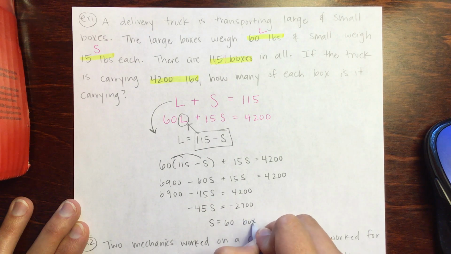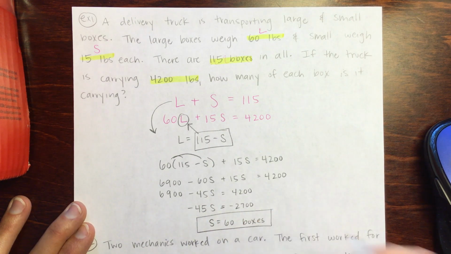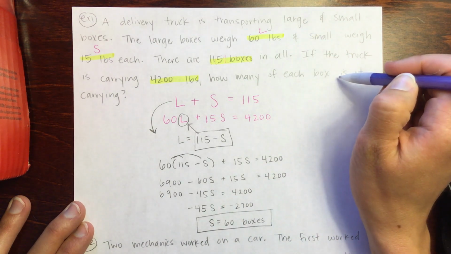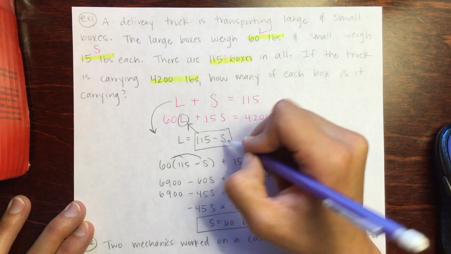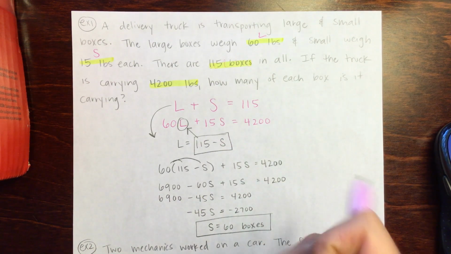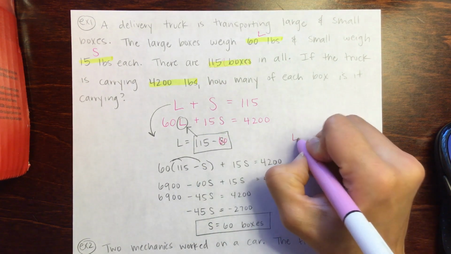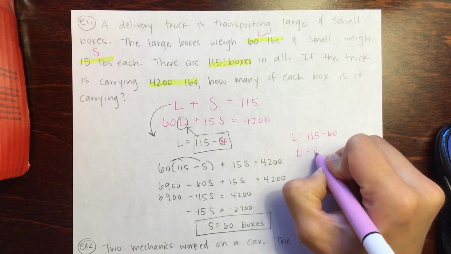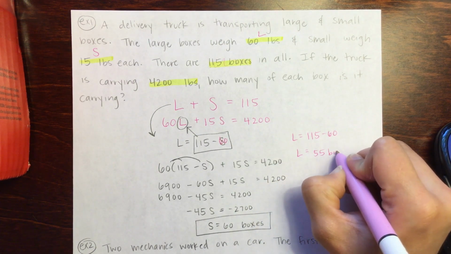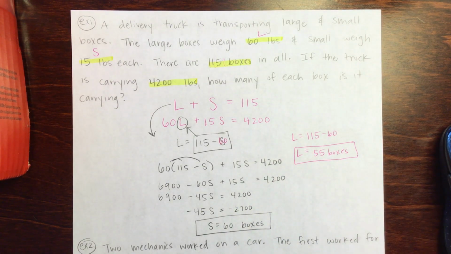And this is a word problem. S is telling us how many boxes we have, so we have 60 small boxes. All right, I need to know how many of each. So I know how many small boxes I have, so if I sub in a 60 in here, I'll know how many large boxes I have. And include units because this is a word problem, and L tells me how many large boxes I have.